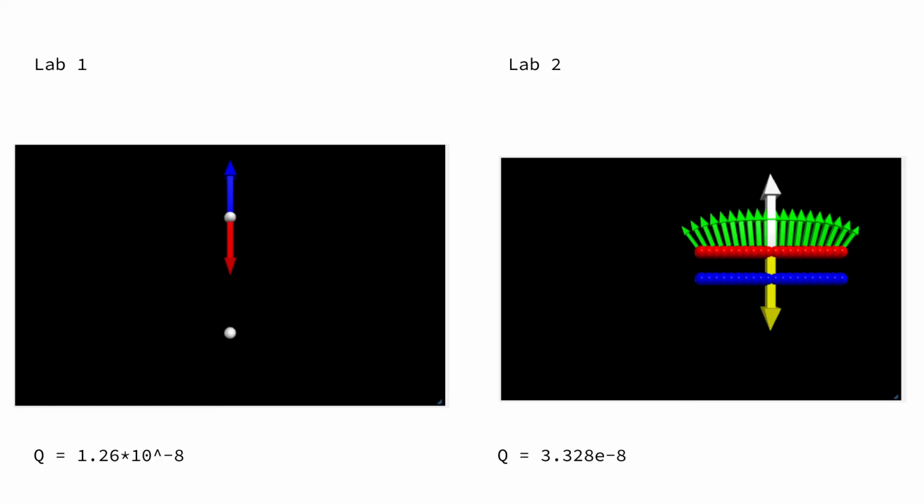However, in Lab 2, we treated each piece of tape as a set of point particles, and each of these point particles was interacting with each of the other point particles in the other tape. And so we got Q equals 3.3228 e to the minus 8. We think our second model is much more accurate to the real life representation, although not completely accurate. Thank you.